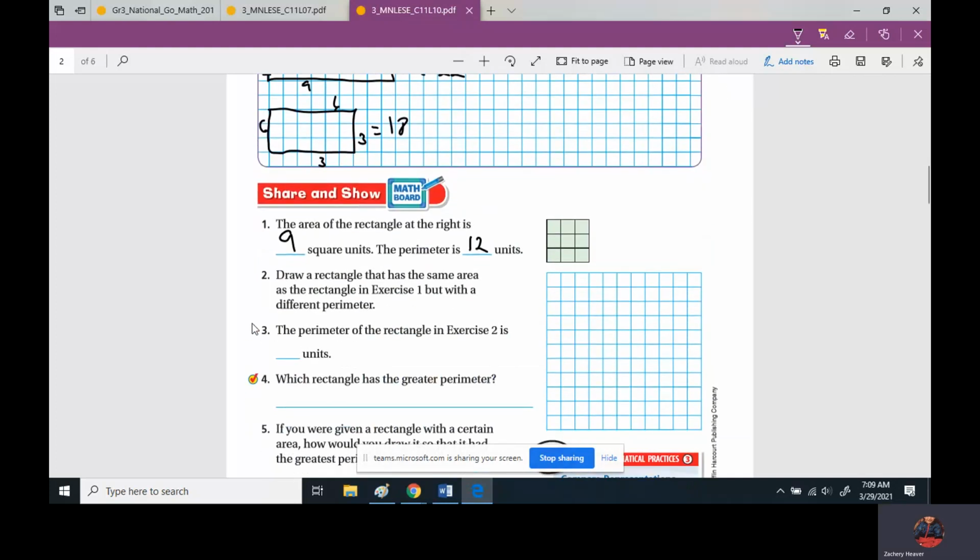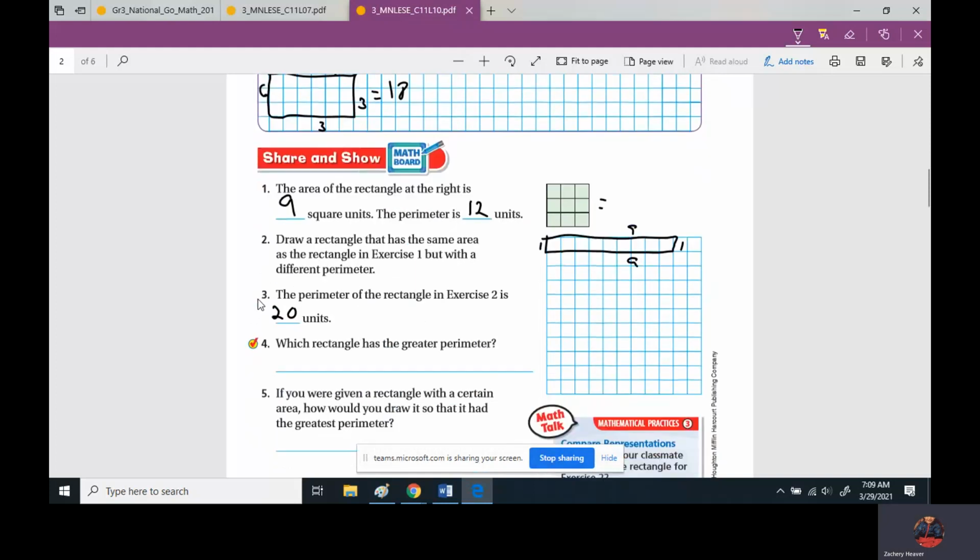The next one says, draw a rectangle that has the same area as the rectangle in exercise 1, so we have to have 9, with a different perimeter. Well, let's do the simple one, 1 times 9. 1, 2, 3, 4, 5, 6, 7, 8, 9, up and over. So this is 9, this is 9, this is 1, this is 1. 9 plus 9 is 18, 19, 20.